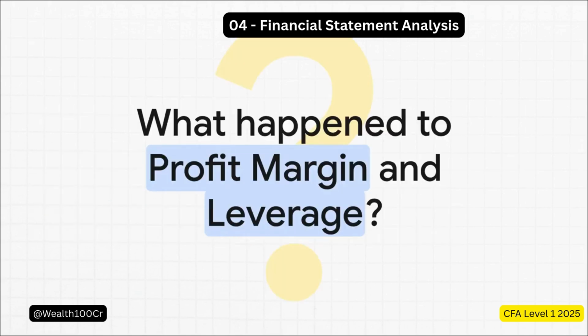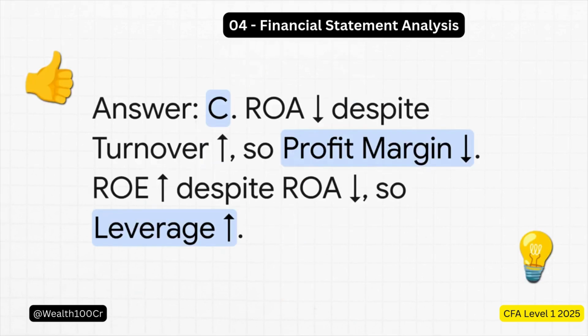All right, time to test those skills. An analyst has this data for a company. Between year 13 and year 15, its ROE went up, but its ROA went down, while its asset turnover went up slightly. Based only on that info, what can we say about its net profit margin and its financial leverage? Take a second, look at the relationships we just talked about. What's the story here? The correct answer is C.